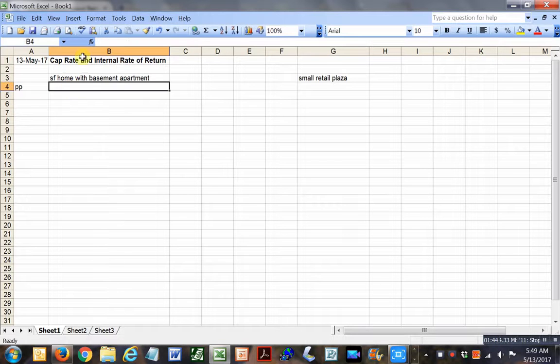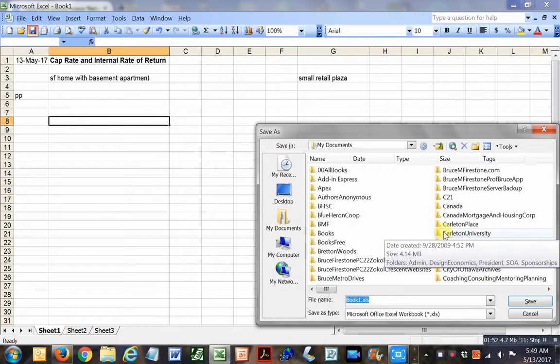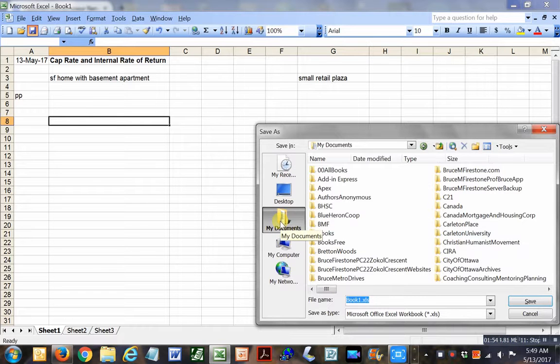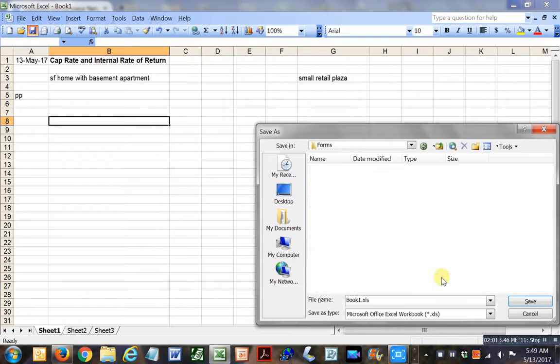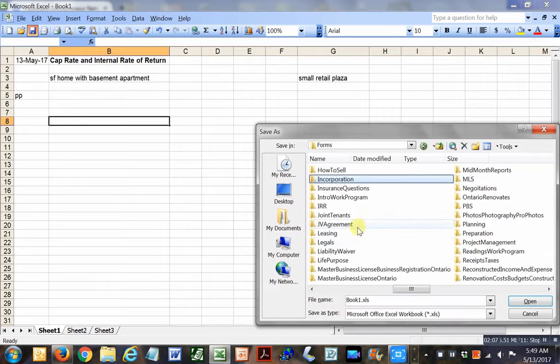You know what happens, just in case my computer goes woof. So where am I going to put it on my computer? I don't know, I'll put it under coaching, and I'll put it under forms. And I probably have one on internal rate of return. Let's see if I've got one. I do. So we'll call this cap rate.